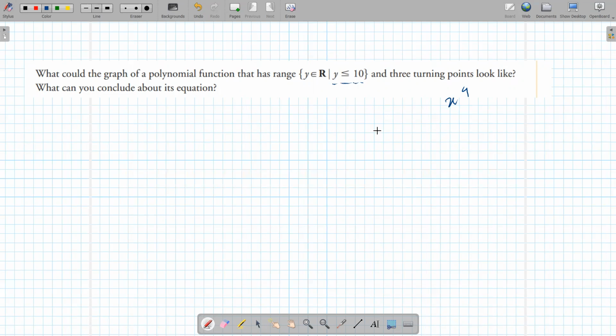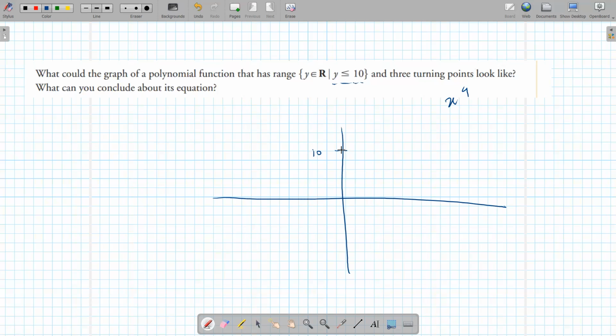10 is the maximum value. Y is less than 10, so it must be opening down. It can never be 11, right? Y is equal to 10. It can never be 11, but it can be 9, 8, 7, all the way to negative infinity.